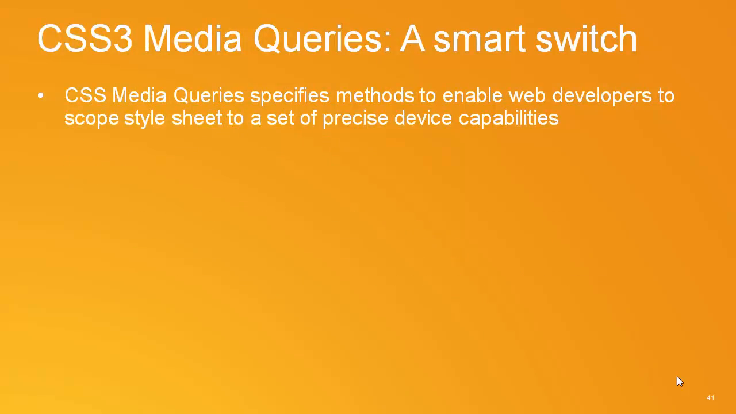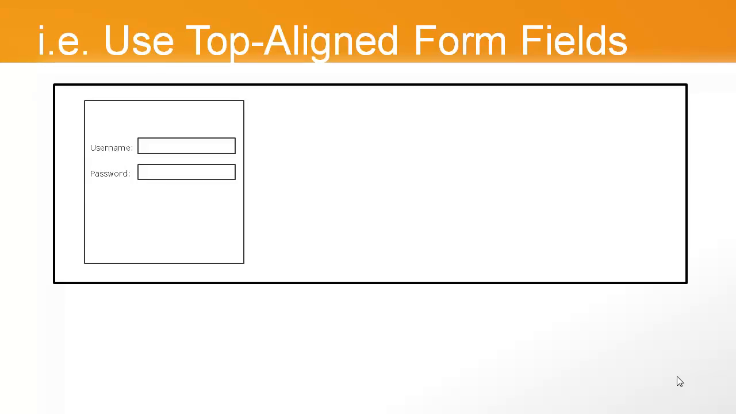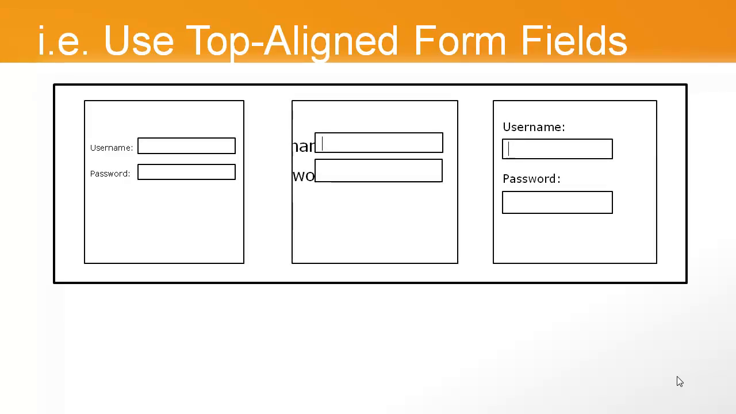You also have CSS media queries, which are our smart switch. With CSS media queries, you can specify conditions that determine how the style sheet will behave, so the browser can choose which style sheet to use for specific elements or specific device types. So here we have an example, right? We were talking about the top-align form. Here we have the way it looks in the desktop browser. Here, if you zoom in, but you want it this way, it's very simple.